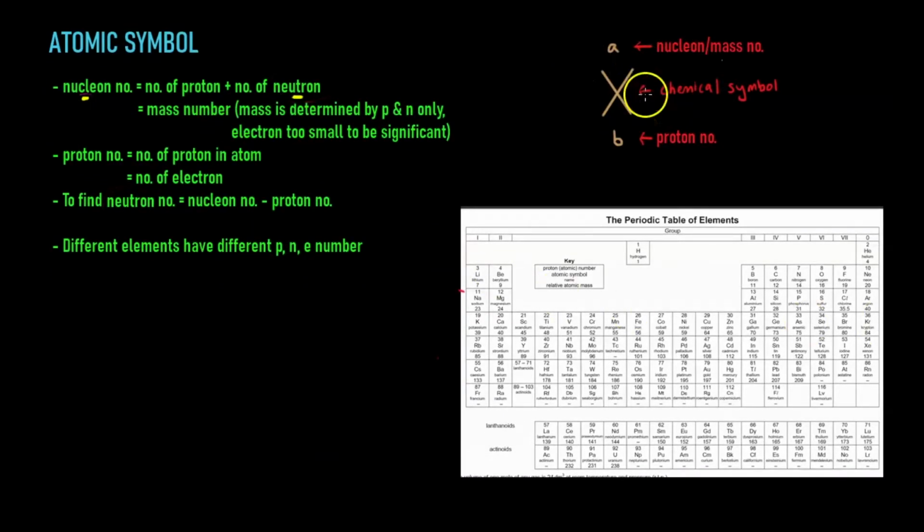Okay, you can see that this is my chemical symbol. For example, X. X can be anything, for example, from sodium, magnesium, etc. And this is the nuclear number that we're talking about here, which is the mass number, how heavy this atom is. Next one is about the proton number, which is this one, B. Proton number is really just the number of protons in atom, in the nucleus.